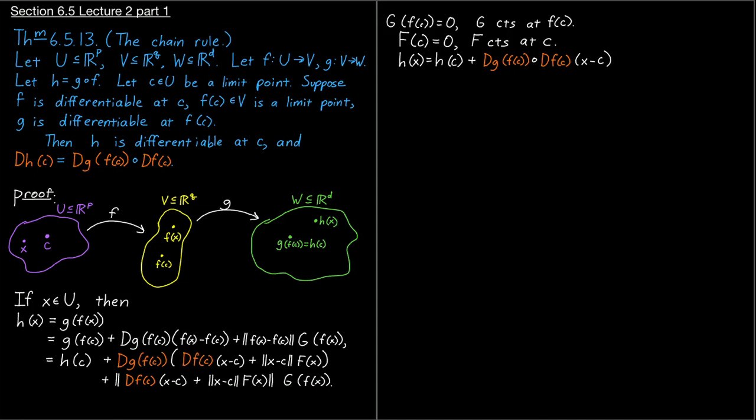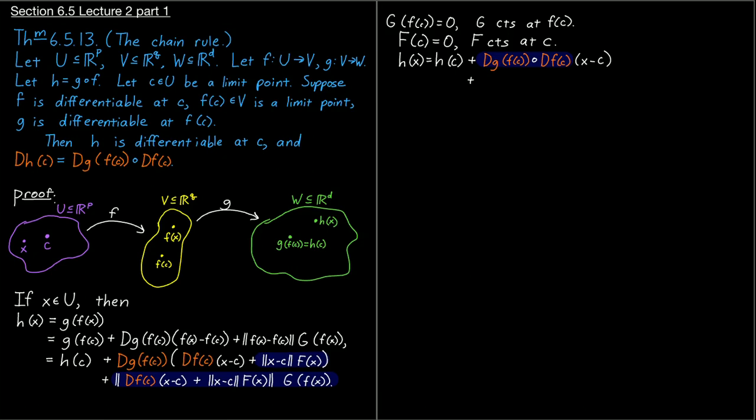And remember, the composition of two linear operators is linear. So this piece here, that's a linear operator of x minus c. So this looks an awful lot like what shows up in the definition of derivative. We just need to figure out how to deal with all these other pieces, this bit and this bit. So where do those go? We can break those up.